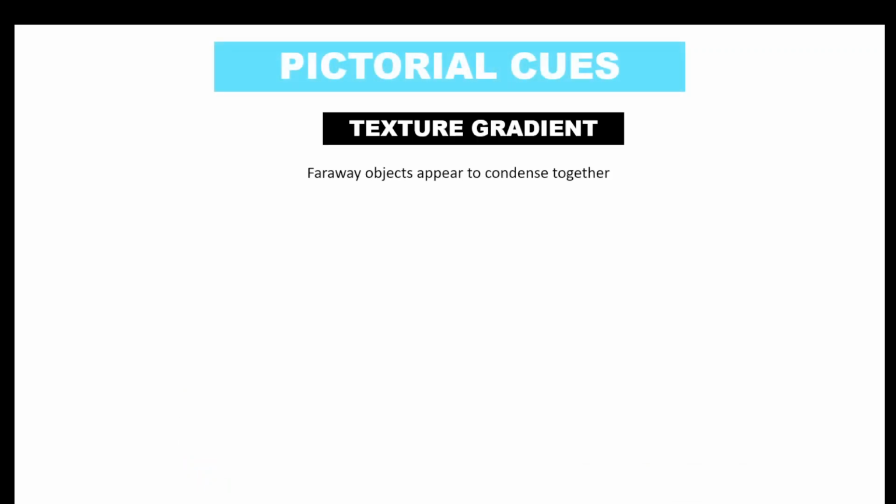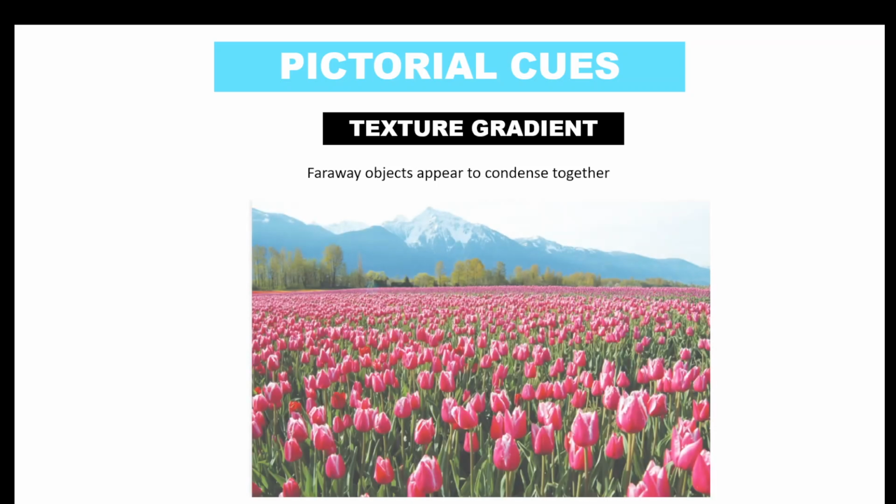Texture gradient. Far away objects appear to condense together. Well, because there are many objects and they are in a limited space, so they appear as if they are close together, when in fact they are almost a similar distance from each other. Like these lilies you are seeing. When they are close, they appear far apart. When they are far away, they appear close together in density.